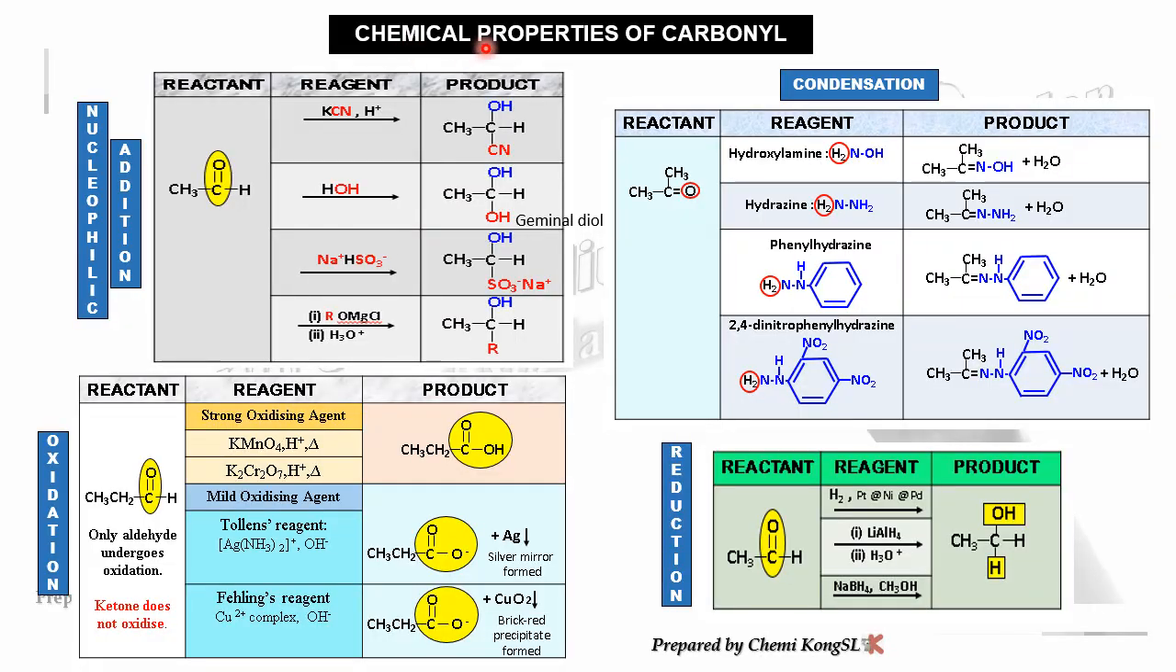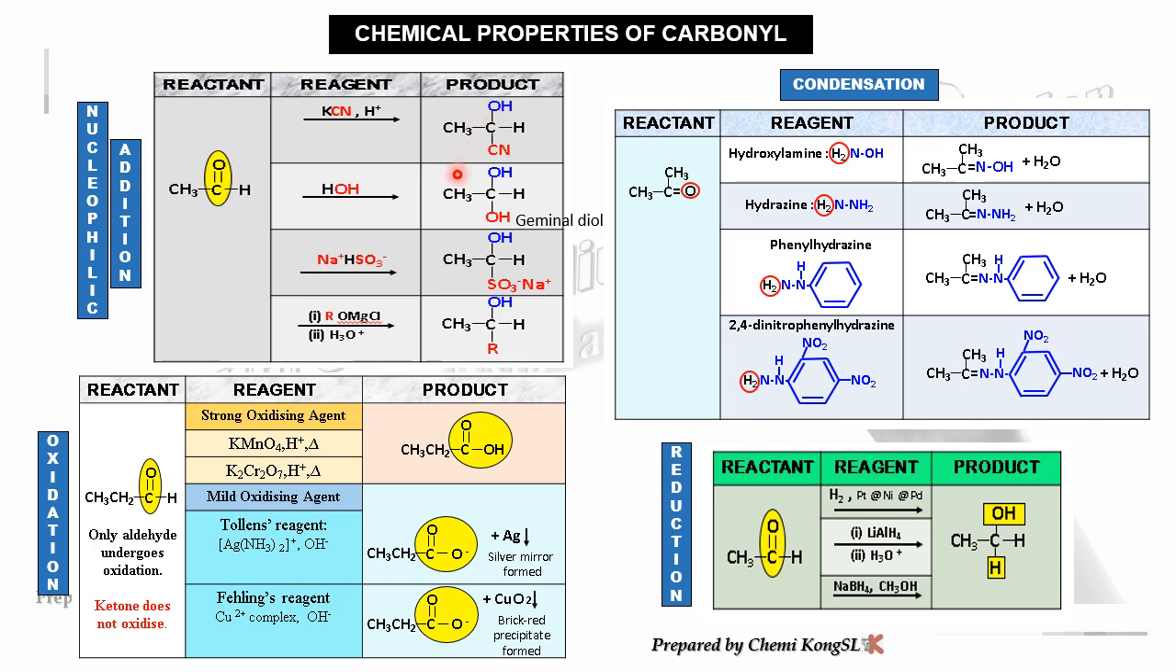Next is about chemical properties of carbonyl. There are 4 different chemical properties. The first one is nucleophilic addition. So the C double bond O will become C single bond, from sp2 carbon to sp3 carbon. There are 4 different types of nucleophile. The first one is cyanide, KCN or NaCN in acidic medium. So CN will be added, and then the C double bond O now becomes C-OH.